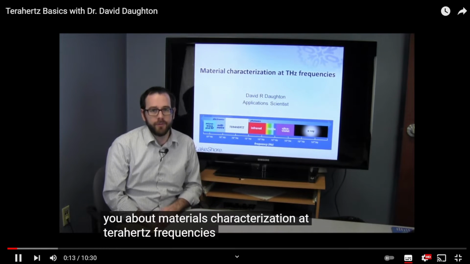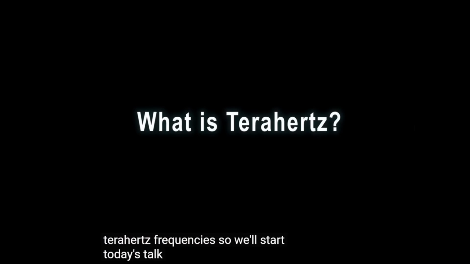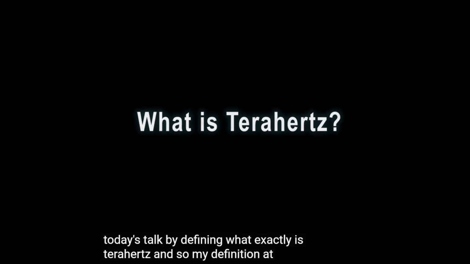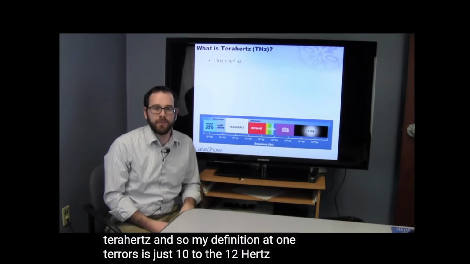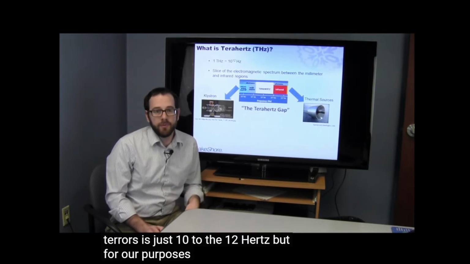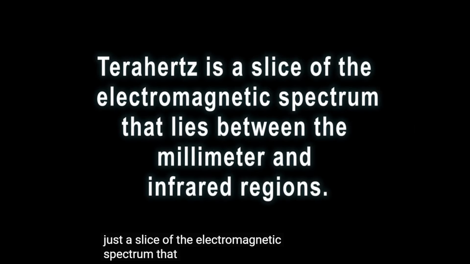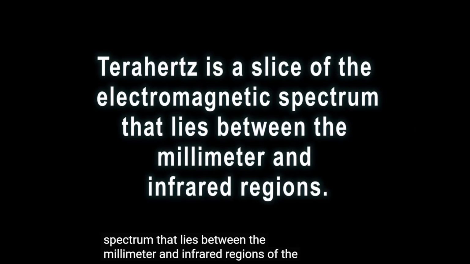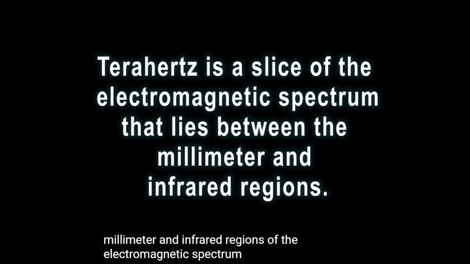Today I'm going to talk to you about materials characterization at terahertz frequencies. We'll start today's talk by defining what exactly is terahertz. By definition, 1 terahertz is just 10 to the 12 hertz. But for our purposes, terahertz is a slice of the electromagnetic spectrum that lies between the millimeter and infrared regions of the electromagnetic spectrum.